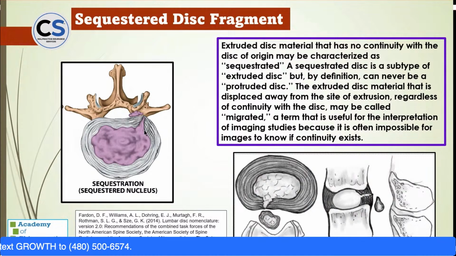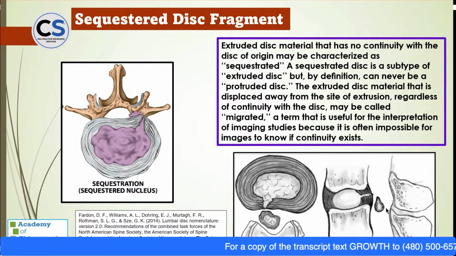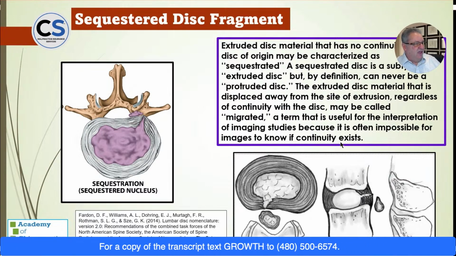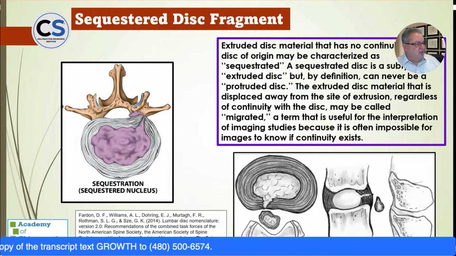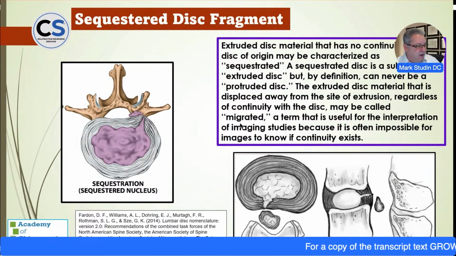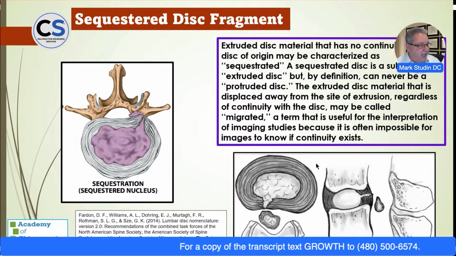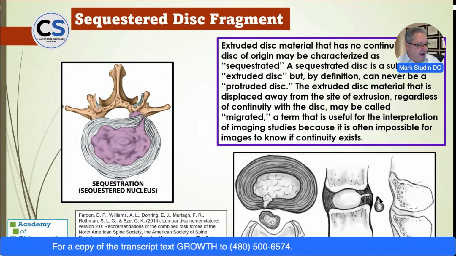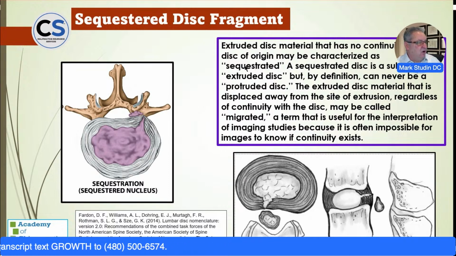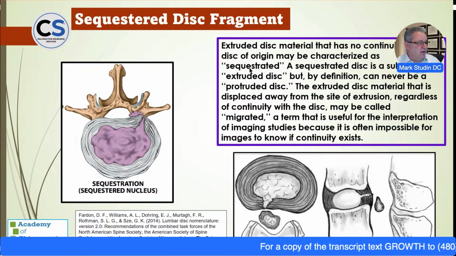Now here we have a fragment. When you have a disc piece that comes out and breaks off, and it breaks off, and it breaks off, this is a fragment, okay? It's an extruded material that is displaced away from the side of the extrusion. Despite the continuity of this, it may be called migrated, but once it is away from the body of the disc, it's sequestered or fragmented. It's still extruded, but it can never be a protrusion. It's an extrusion and it's sequestered.